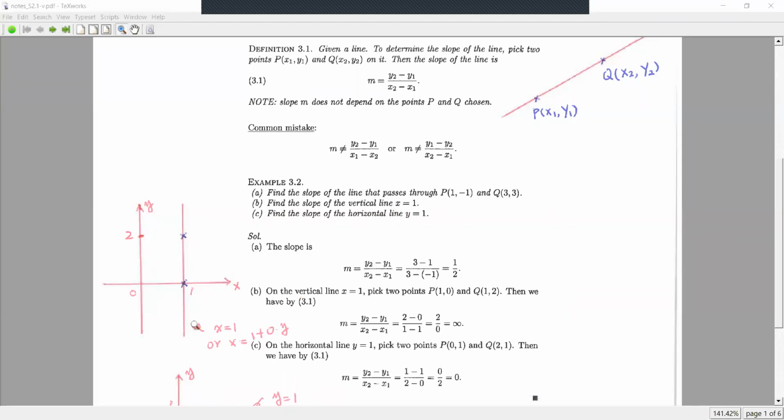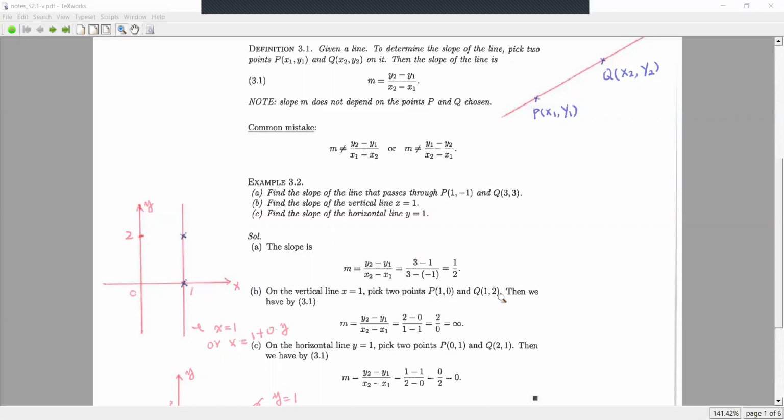How? Arbitrarily pick 2 points on the line. Say, I pick this point and this point. This point is point P. X and Y coordinates are 1, 0, and this point is point Q. X, Y coordinates are 1, 2.